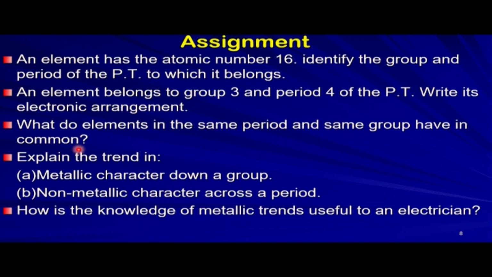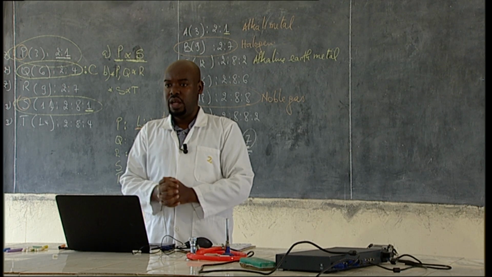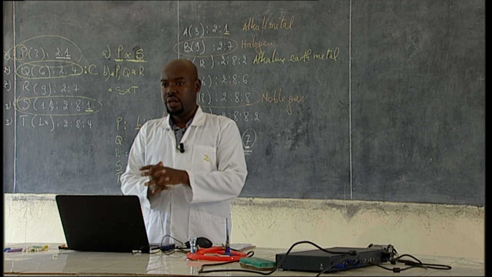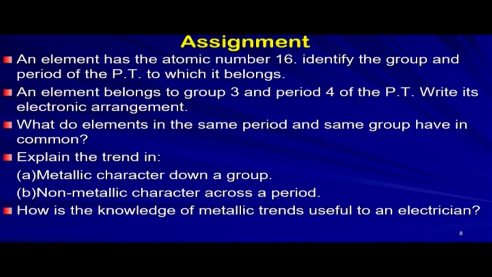What do elements in the same period and the same group have in common? Identify the similarity of all elements in a given period and all elements in a given group. And then explain the trend in metallic character down the group and non-metallic character across the period. And lastly, how is the knowledge of metallic trends useful to an electrician?